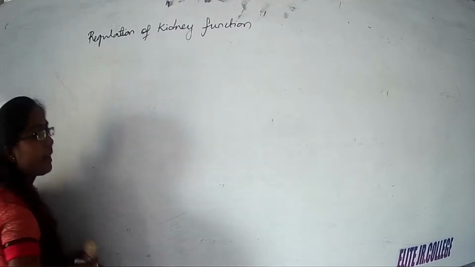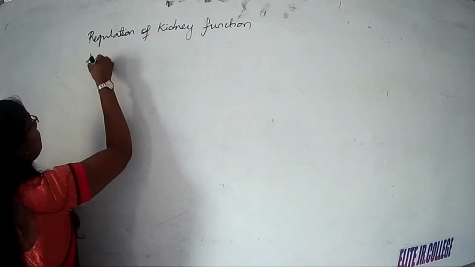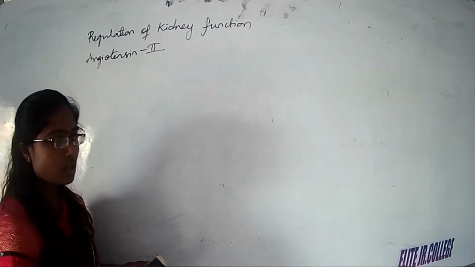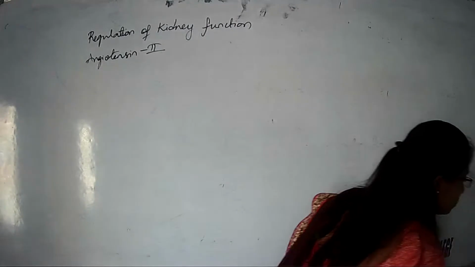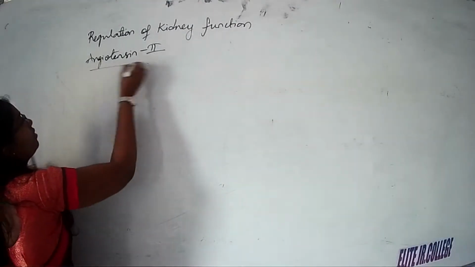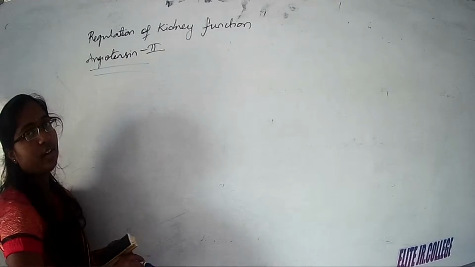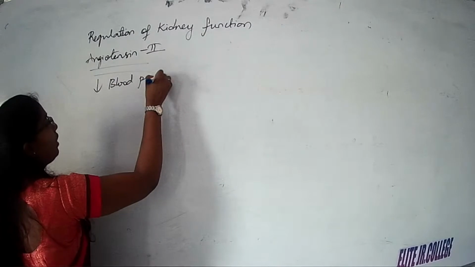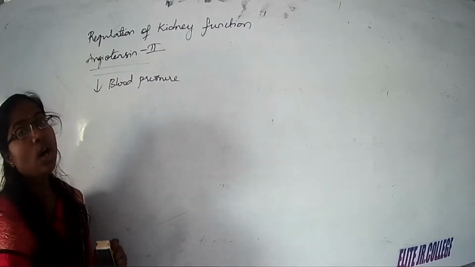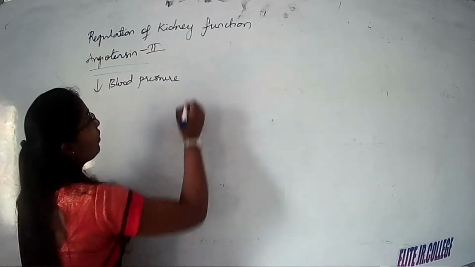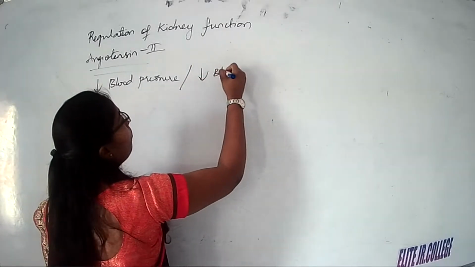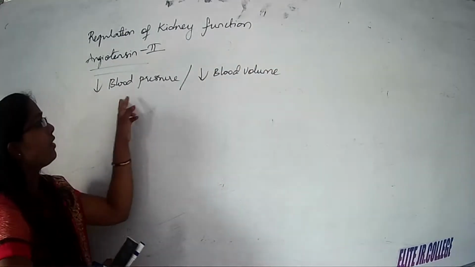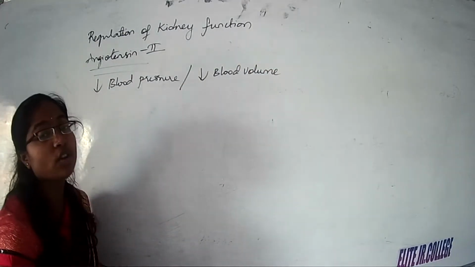So we are going to learn regarding angiotensin 2. How is this angiotensin 2 going to regulate osmoregulation, that we are going to learn now. Whenever there is any decrease in the blood pressure, or whenever there is any decrease in the blood volume or the body fluid volume, then what is going to happen?